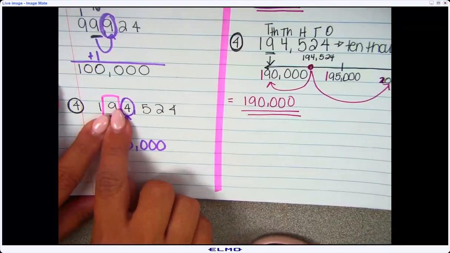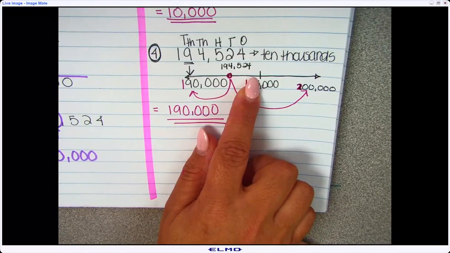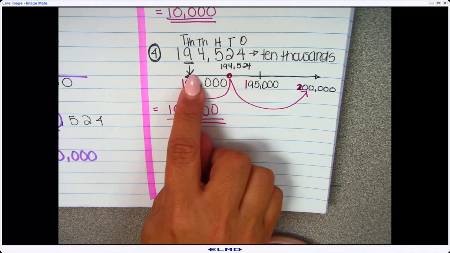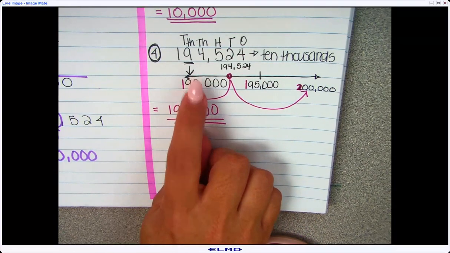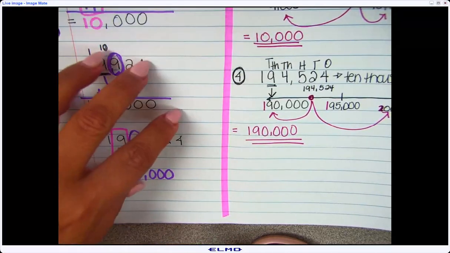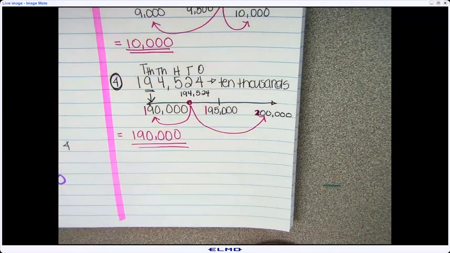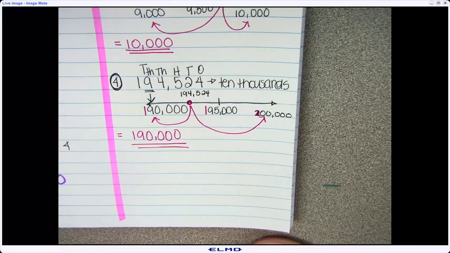So look at what happened here. This was 194,000. Did it reach the middle? No. Did it reach the middle? No. So then it went back. It's closer to the 190,000. So this is like a trick strategy. This shows you why it became that number. So we're going to continue practicing this, guys, over and over, and then we'll do a little game about it. Yay! Okay.